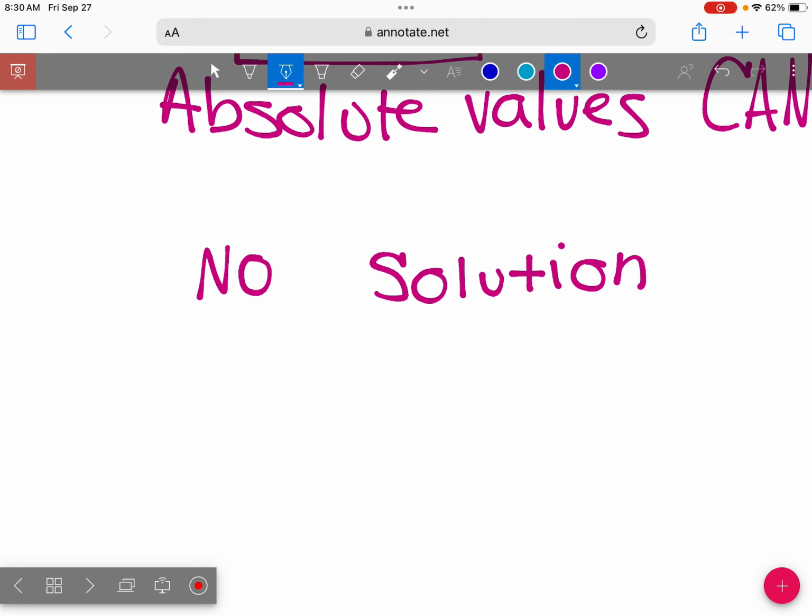Let me write this out, though. So we could say that my x cannot equal anything. We take a 0 and we cross it out big. That means no solution. That is also called the empty set. It is not 0.